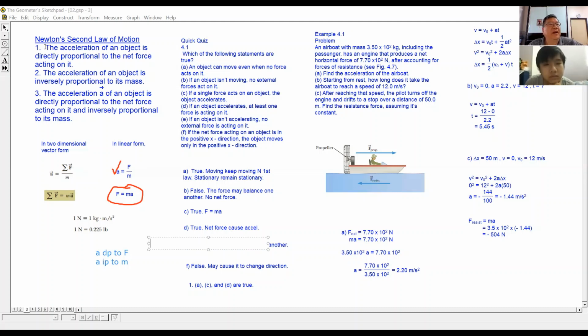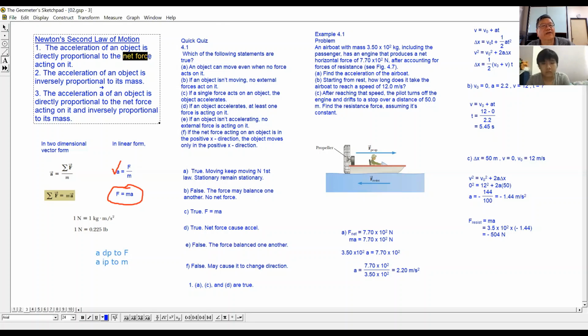Okay, one more time. Number one, the acceleration of an object is directly proportional to the net force. Now this is the reason why. Because the acceleration is at the top, the force is also at the top, so when one increases, the other will increase. When one decreases, the other will decrease. That is the relationship between the acceleration and the net force.